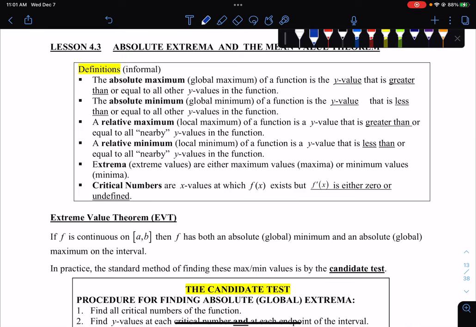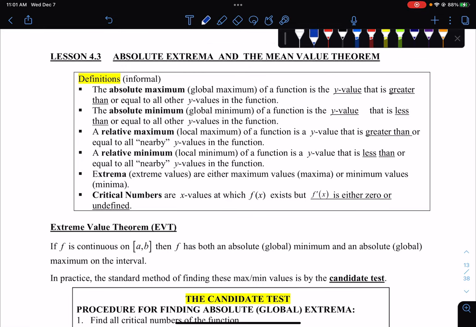All right, guys, 4.3, we're talking about absolute extrema, and we're using a theorem called the mean value theorem. So, a lot of definitions for you to read through. I'm going to go through it pretty quick. Absolute maximum is the highest point on the function. Absolute minimum is the lowest point on the function, and it's usually a y value.